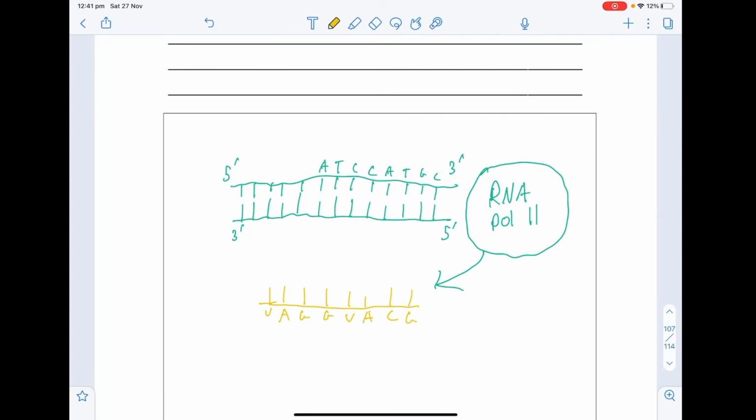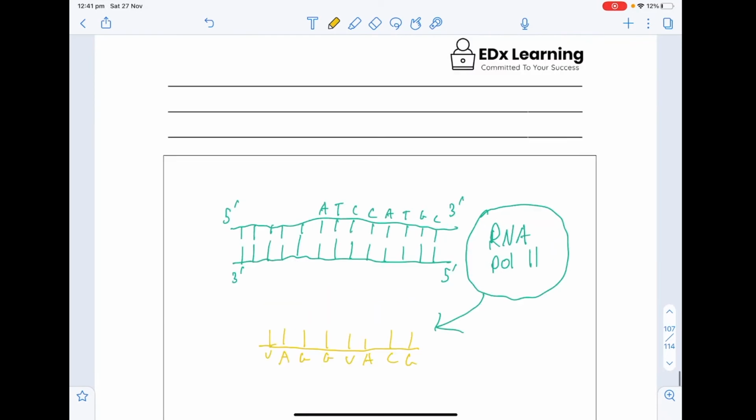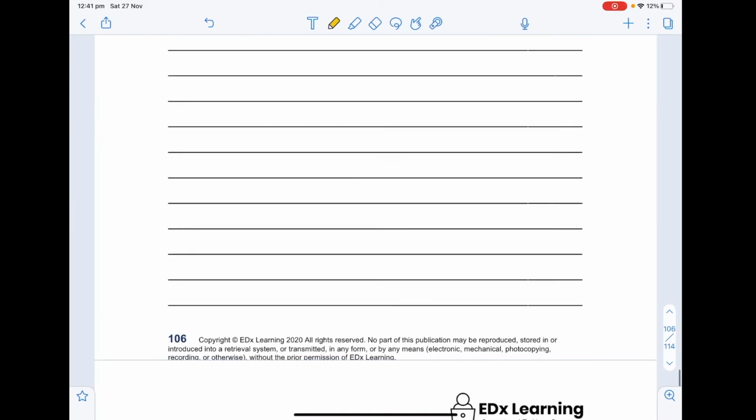Some of our diagrams are actually quite good, right? Others were okay, but we didn't do a bad job.